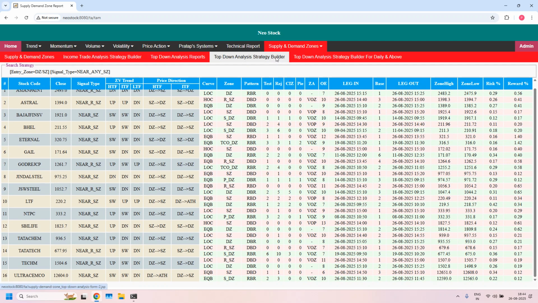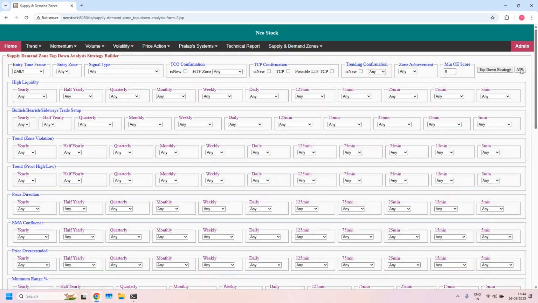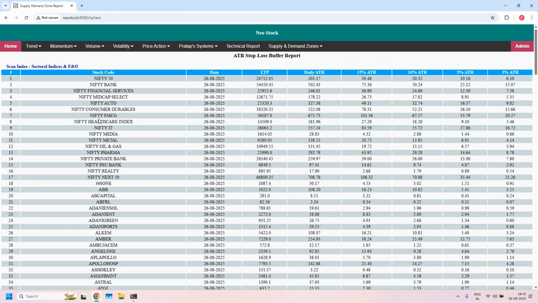Next, in the final report, I am generating stop buffers based on daily ATR. So first 17 in this list are indices, remaining all are equity stocks. So I'm scrolling the list down. Whichever the stock you want to refer, there pause the video. After that, you can proceed further. Okay, I'm scrolling the list down.